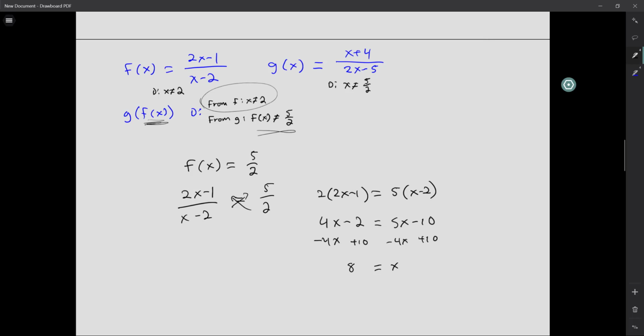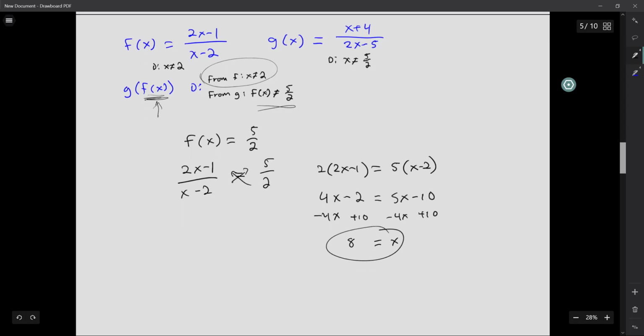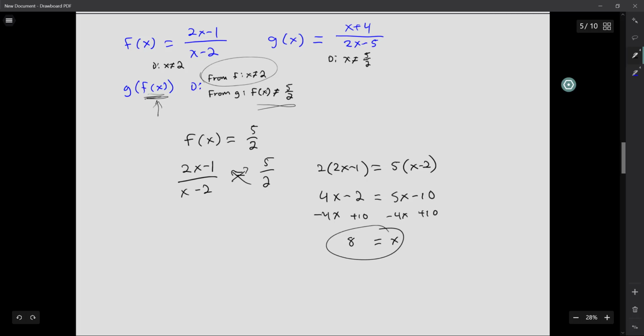So what this says is that if x is equal to 8, if I plug in 8 here, my f of x is going to give me 5/2. But when I try to plug in 5/2, I'm going to get a problem for g. So these are my two domain problems for this pair f and g of x. So let's write this. The domain is therefore excluding both of these values.